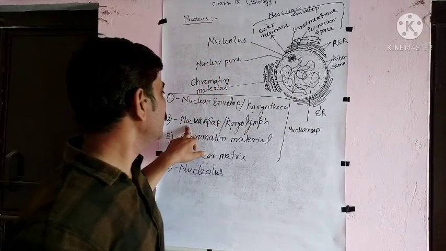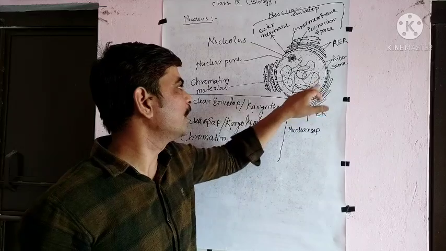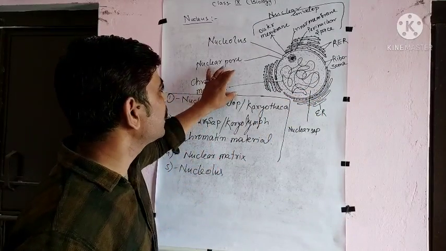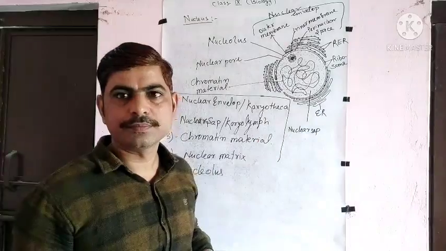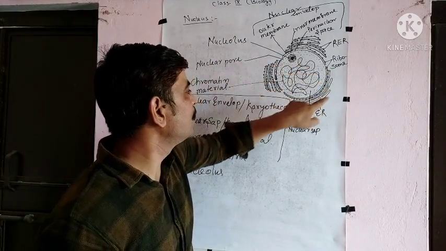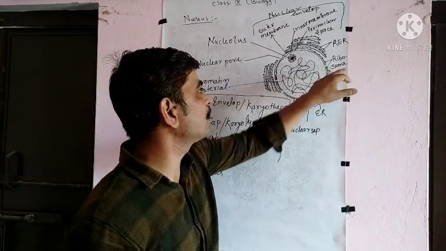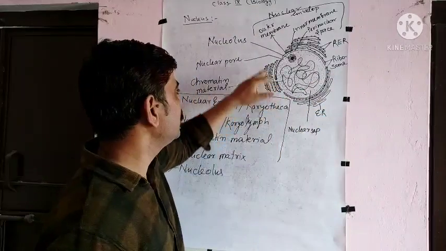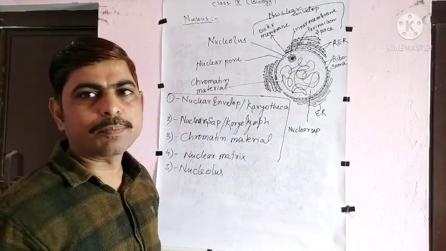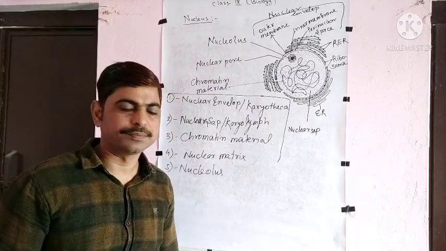Okay, the nuclear sac or nucleoplasm is this liquid material, a fluid filled space. Chromatin material is this thread-like structure. There is the nuclear pore. And these granule-like structures are ribosomes, and this membrane bound system is called endoplasmic reticulum. These are of both types, rough and smooth.